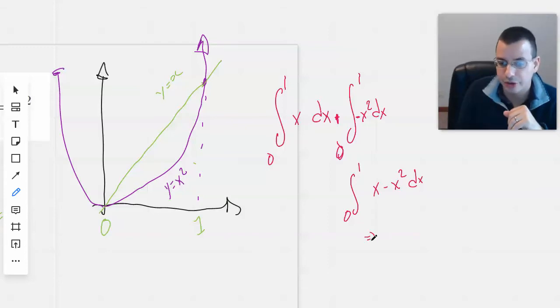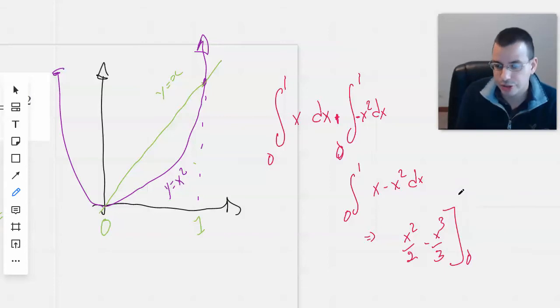Use the power rule to integrate. We have x squared over 2 minus x cubed over 3. We add 1 to the exponent and then move the exponent to the bottom, evaluated from 0 to 1.